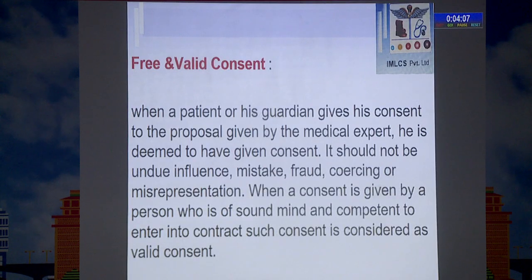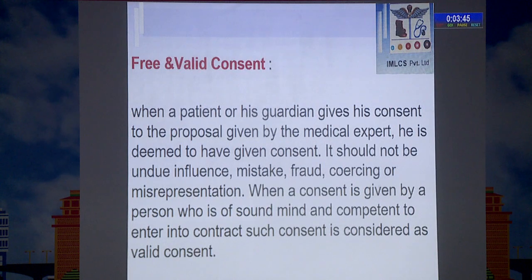Free and valid consent: when a patient or his guardian gives his consent to the proposal given by the medical expert, he is deemed to have given consent. So whatever you are suggesting, they are accepting, that is the consent. It should not be under influence, mistake, fraud, coercion or misrepresentation.